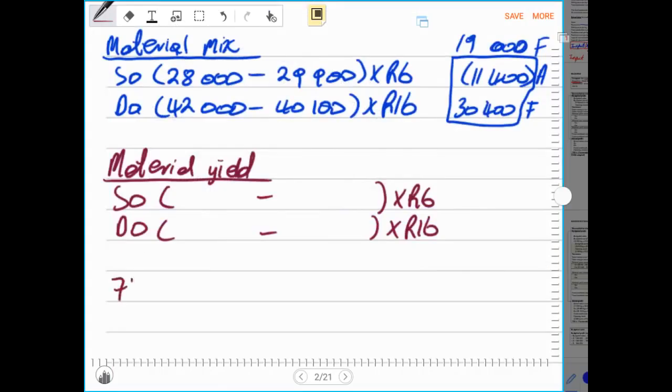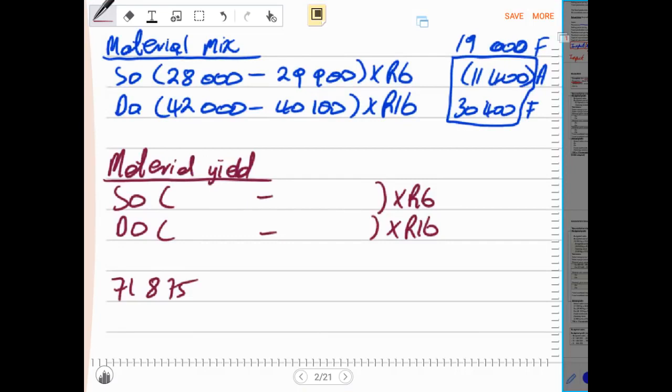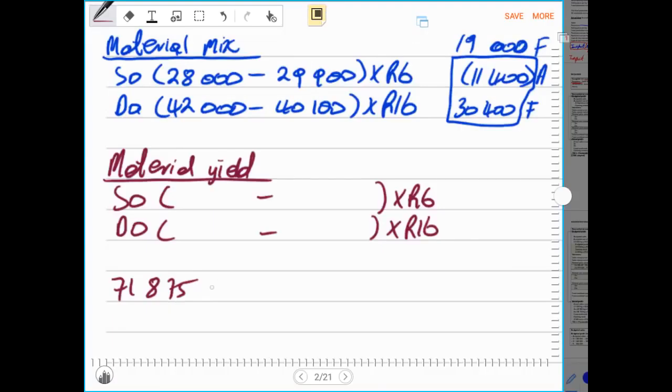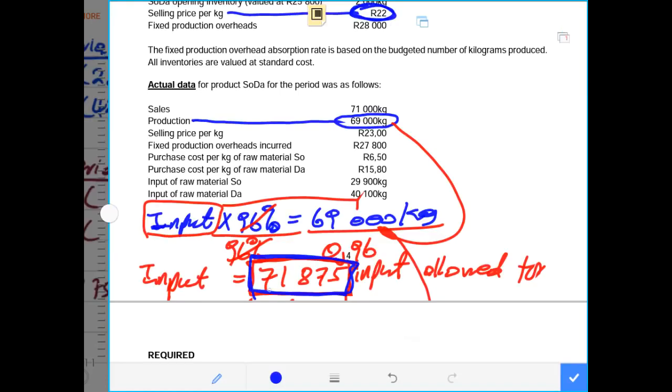So if the total input was 71,875, remember this 71,875 comes exactly from this calculation. Now if we have this, that means 71,875, which is the total input for the two materials, material so and material down. Let me repeat that. This total input gave us an output of 69,000.